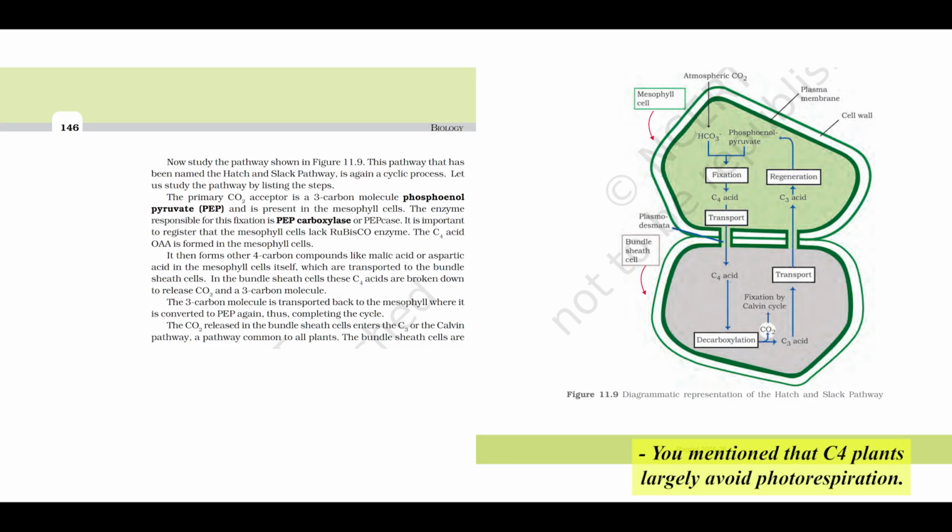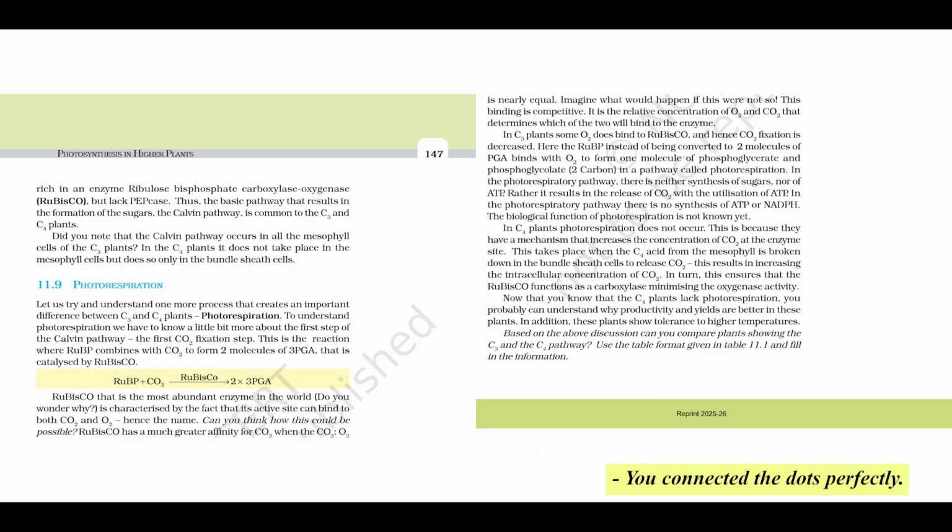You mentioned that C4 plants largely avoid photorespiration. Now I think I see why. But could you explain exactly what is photorespiration and why is it considered a problem or wasteful for C3 plants? Is it always bad? You've connected the dots perfectly.